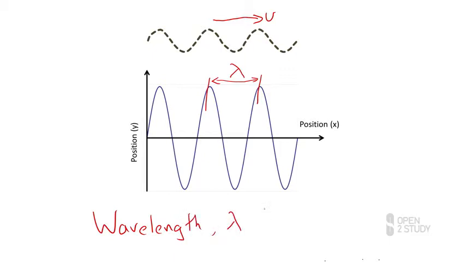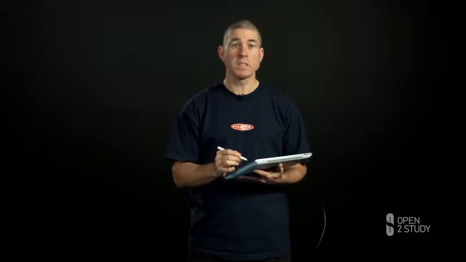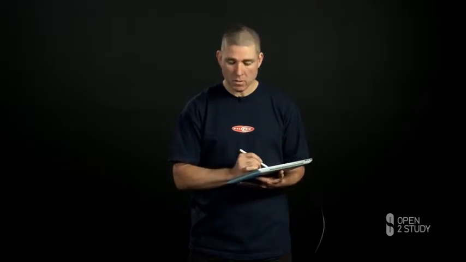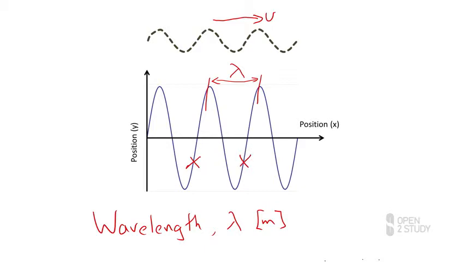We'll give it the symbol lambda, and we're going to measure that in units of meters. Now, any other two parts of the wave that are identical will also be separated by the same distance. So we could choose this point here, for example, and this point here, two identical parts of the wave. The distance between those points will also be a wavelength. So that's some spatial information about our wave now.